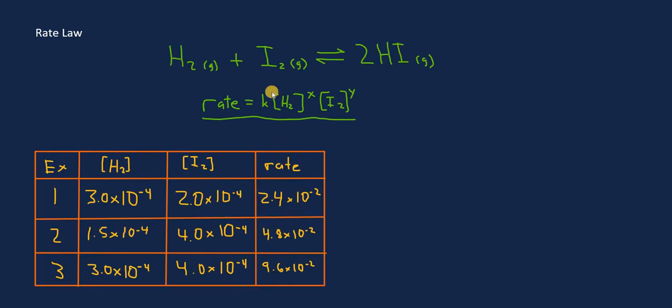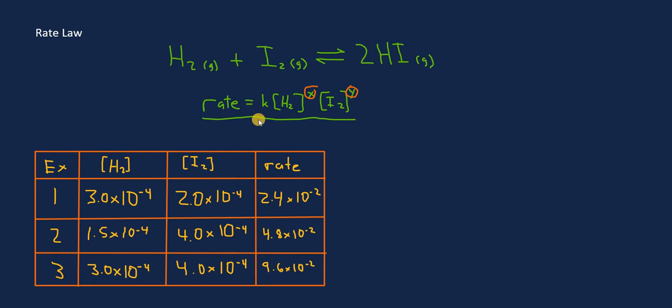Okay, so let's look at this example up here, where we have this reaction H2 plus I2 goes to 2HI, and we have our generic rate law here. And then down here we have a table of experimental data, where we have the concentration of H2, the concentration of I2, and the rate of this reaction. And ultimately what we want to do now is solve for these rate orders X and Y. That way we can complete our experimental rate law.